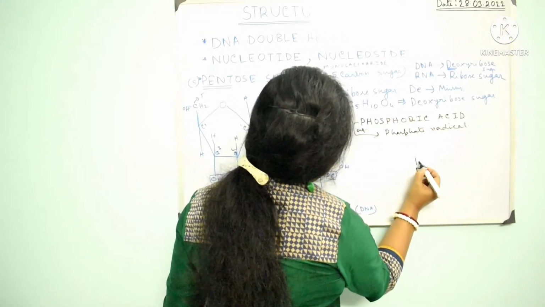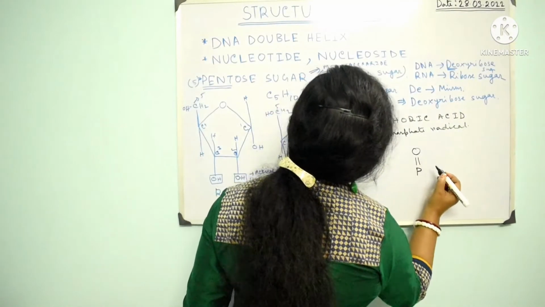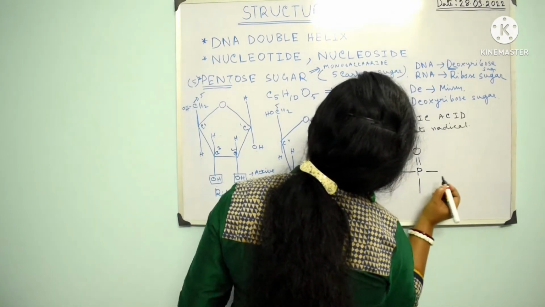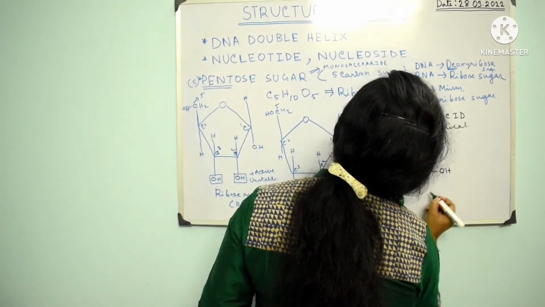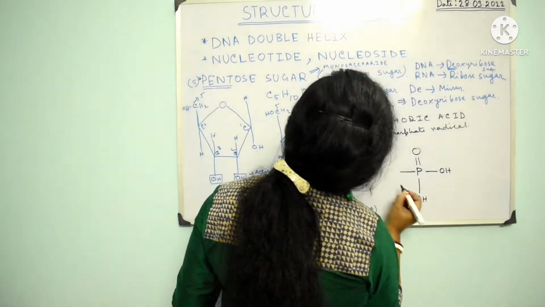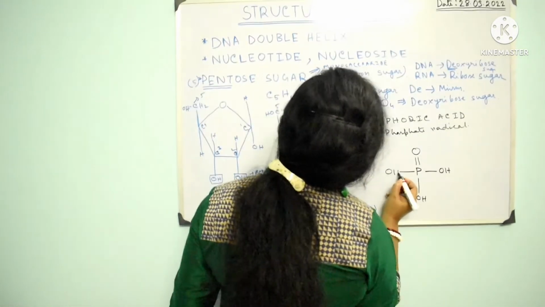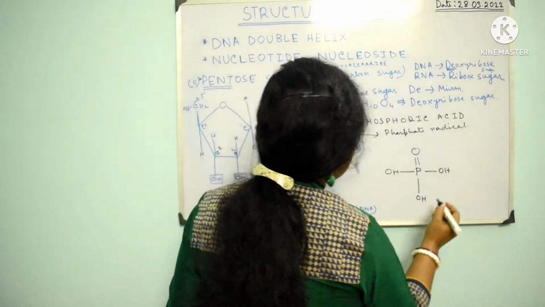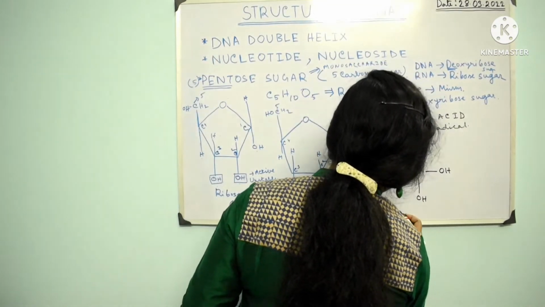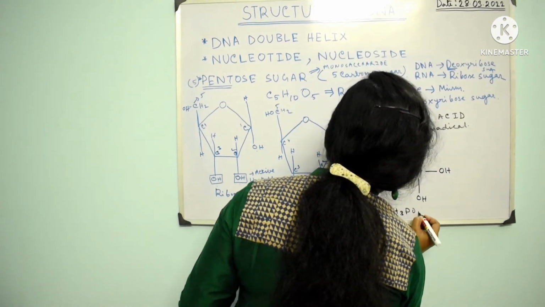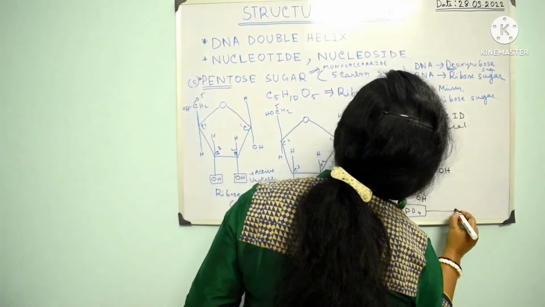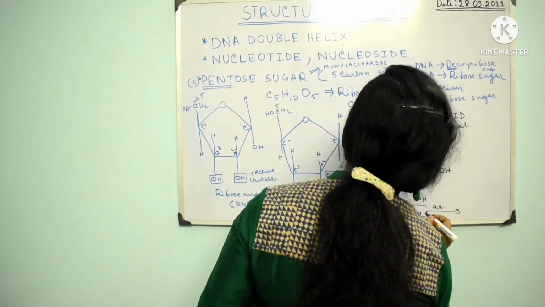First two valencies are occupied by oxygen, and another 3 are occupied by OH radical. In aqueous condition, this is H3PO4. This is the structure of H3PO4, phosphoric acid, when present in aqueous medium.